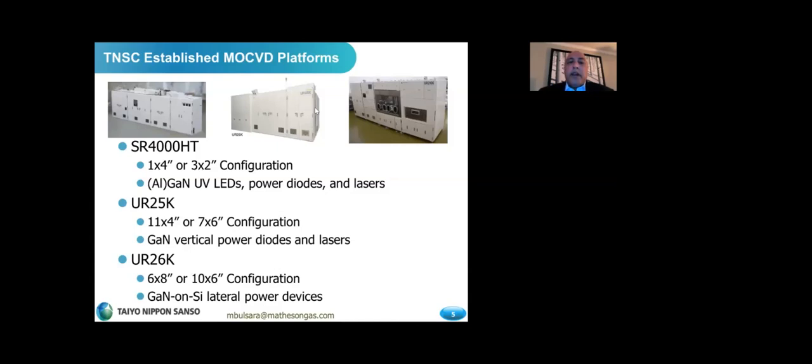The UR25K is a production system that can handle multiple 4-inch wafers or 6-inch wafers, and an excellent solution for gallium nitride vertical power diodes and lasers. The UR26K can be configured for 8-inch wafer processing or 6-inch wafer processing, and has been established for gallium nitride on silicon lateral power devices.